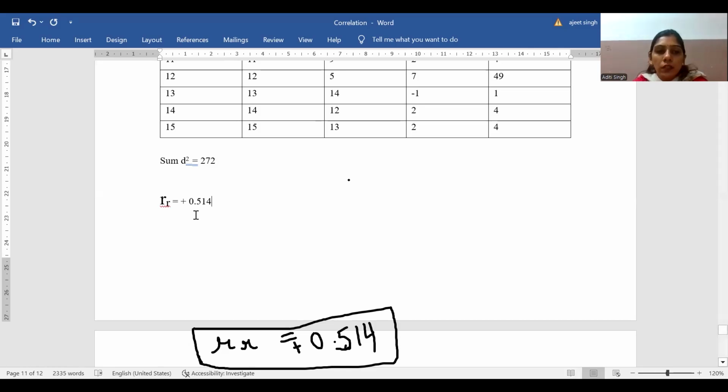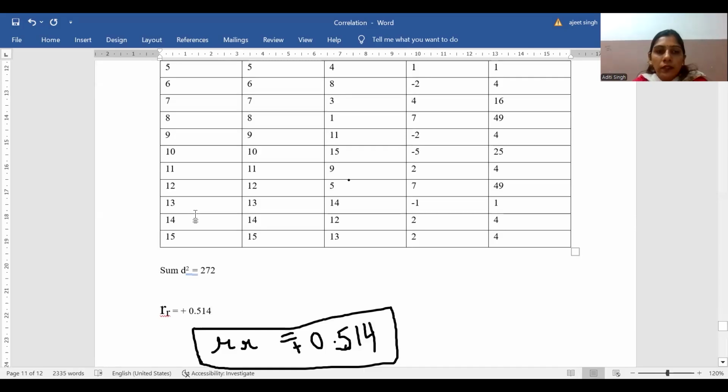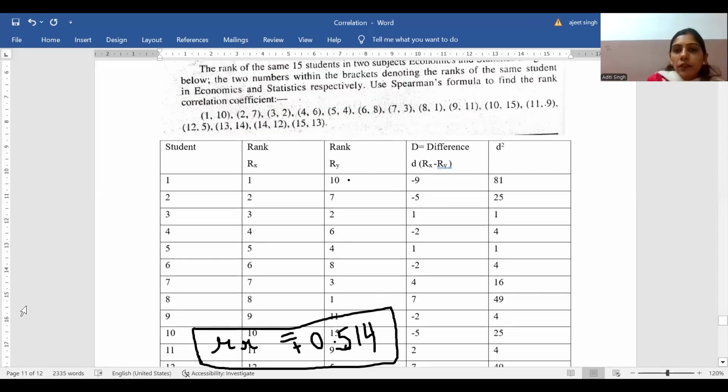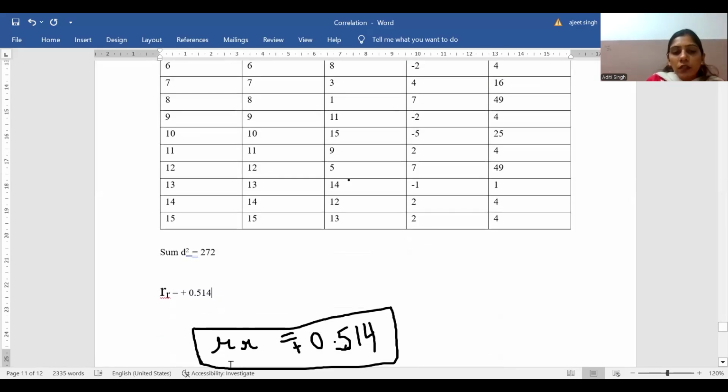So while calculating the coefficient of correlation with the use of the Spearman formula, first we have to calculate the value of D, which is the difference between the variables, both the variables. So while calculating correlation, variables can be two or more than two. So we have to calculate the difference among the variables. With the help of the difference, we have to calculate the D square. After putting all the values, we can get the answer of the coefficient of correlation.